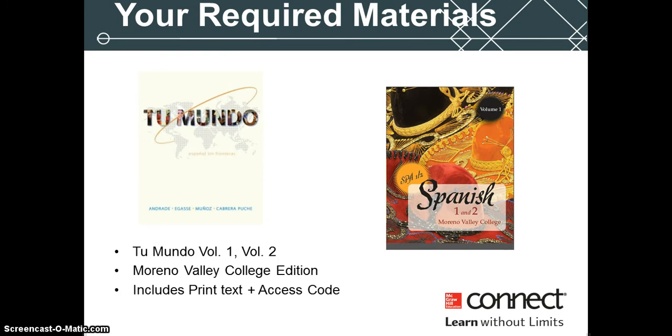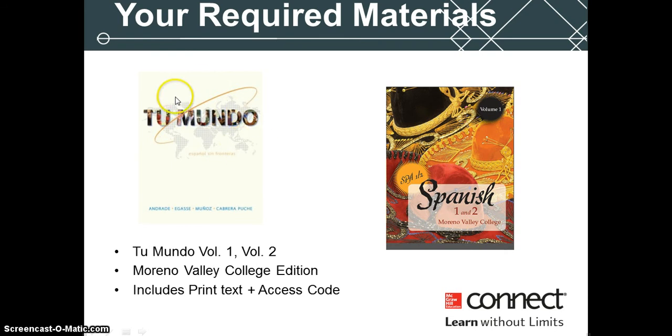Your required materials for this course are Tumundo. Please note that your instructors have set aside a custom version of this book that contains both the print text, just the text, the chapters you'll need for this course, as well as the workbook lab manual Connect access code that you'll need for this course as well. And that's available, and that's the image here on the right.